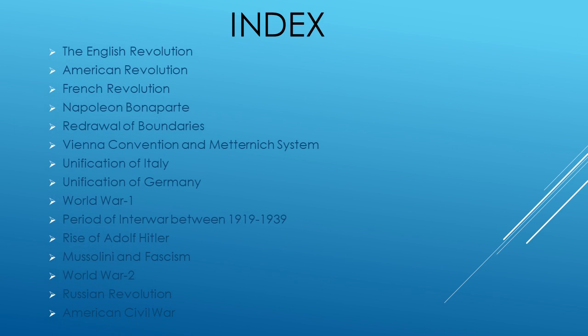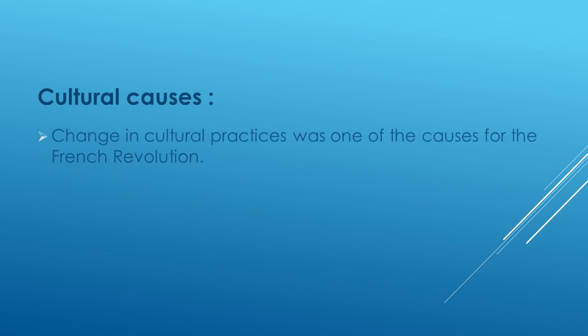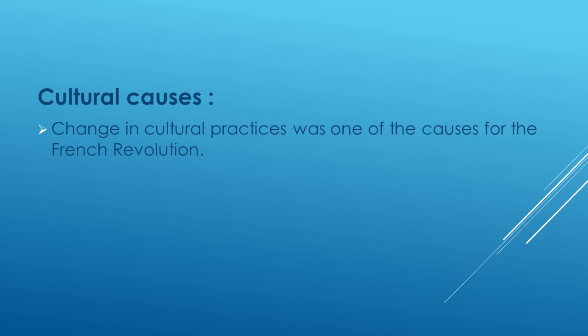So these are the topics which we are going to cover in detail in our world modern history course. Now we are dealing with the third topic, that is the French Revolution. Today we are going to discuss the cultural causes as well as the economic causes. Cultural causes: change in cultural practices was one of the causes for the French Revolution.